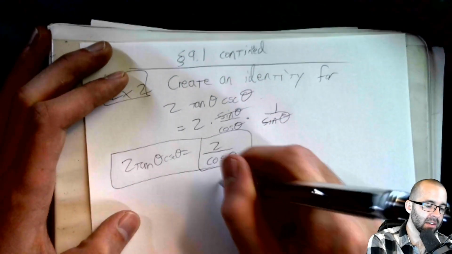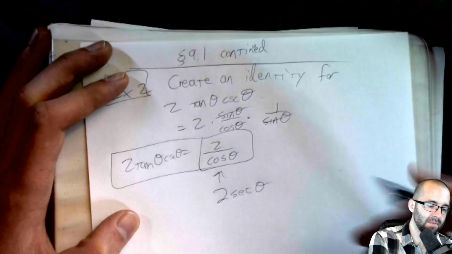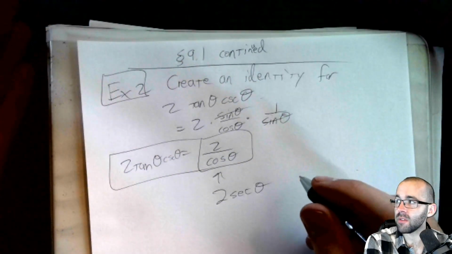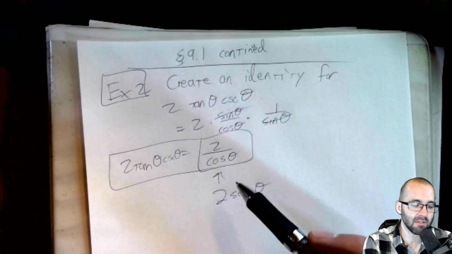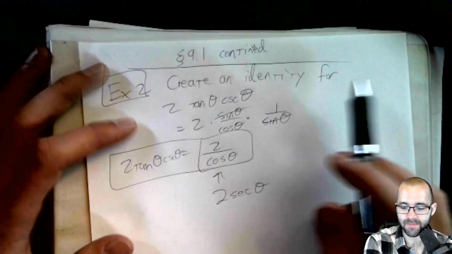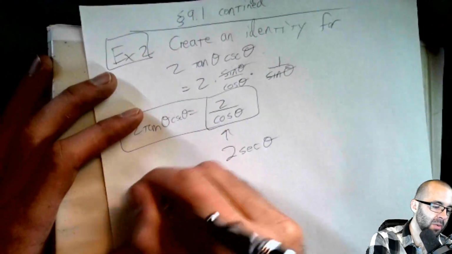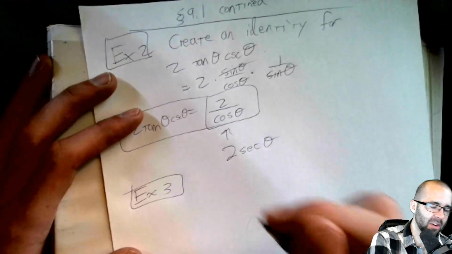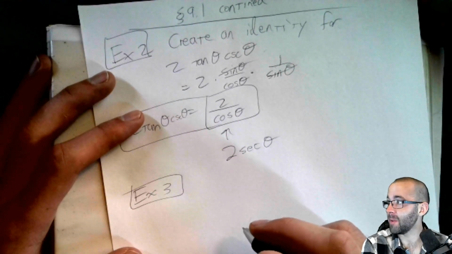Or if you wanted to, there's multiple answers here. You could have answered 2 secant of theta. You could have answered some other things too. It's not saying simplify. It's just saying find an identity for this. And we did. So that's one thing you might see in the homework. I think you probably will see it, if I remember right. I think I assigned the homework last week or something. So I should remember what I put, but I don't.